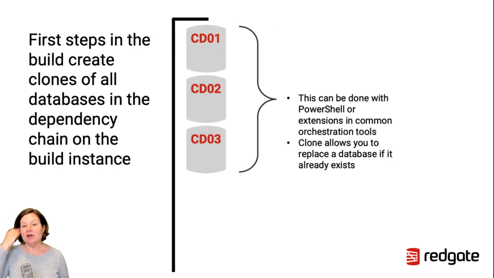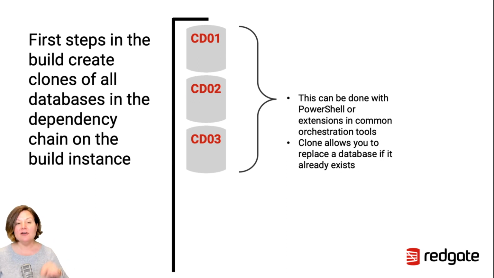So in my example build, what I would do is I've already got a regular, maybe nightly process creating those images, right? So what I would have my build do is use either built-in extensions that we've provided for major orchestrators like Azure DevOps or Octopus Deploy, or I would use the PowerShell extensions. And I would say the first step I want to do in my build is actually create clones of all the databases that are involved in these dependencies, and I want to throw them on the SQL Server instance where I'm doing the build, right?